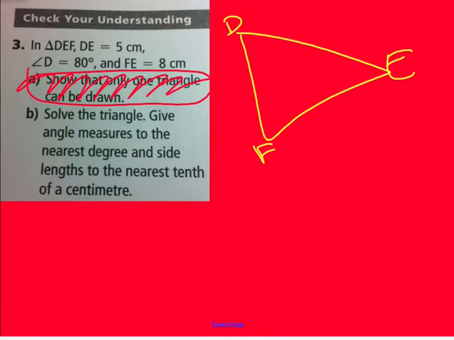I just randomly picked one. And I know that F to E is 8 because it tells me so. So I'm going to put that there. And angle D is 80 degrees. So I'm going to put that there. And then side D to E, this side right here, they tell me is 5. So there's your information. So now you just have to solve that, you have to solve that, and you have to solve this length here, using the sine law.